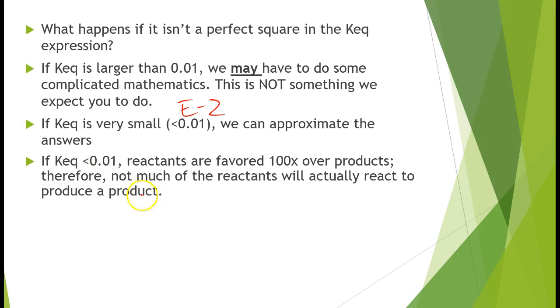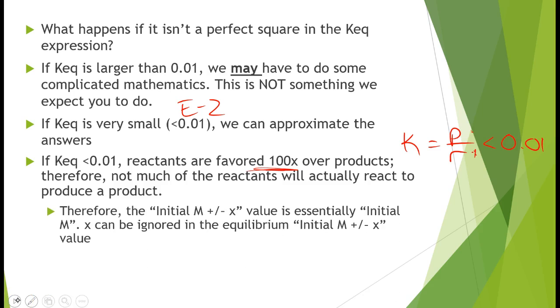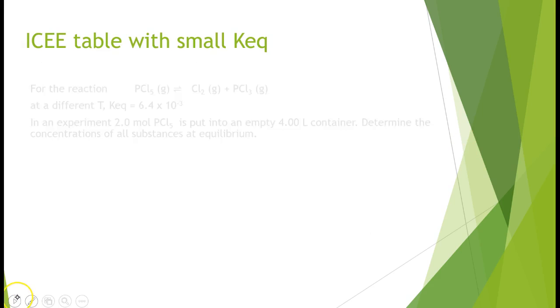So if KEQ is less than 0.01, it means that you have a lot of reactants, right? KEQ is products over reactants. If this number is less than 0.01, that means I have very little products and lots of reactants. And so not much of the reactants actually do their thing. And what that means is that the initial plus the change is essentially just the initial. In other words, you can ignore x in the equilibrium value, I plus C. You can just ignore it. We're going to pretend it's just the initial value, and I'll show you how that works. It makes it a lot simpler.